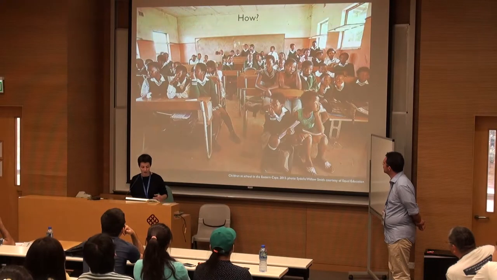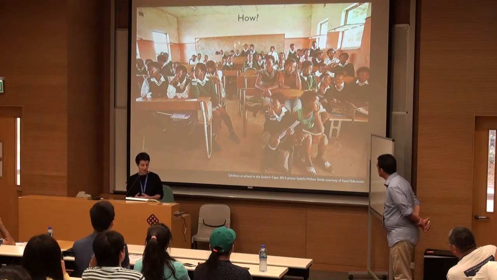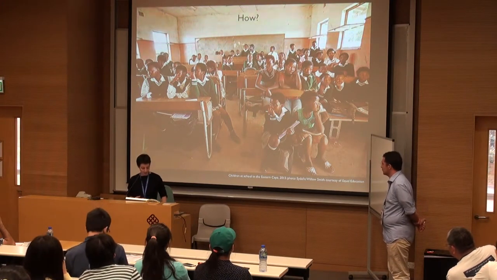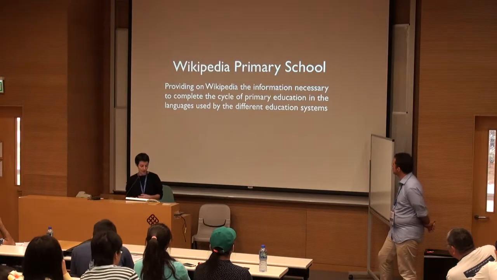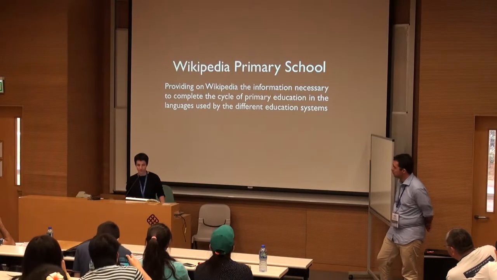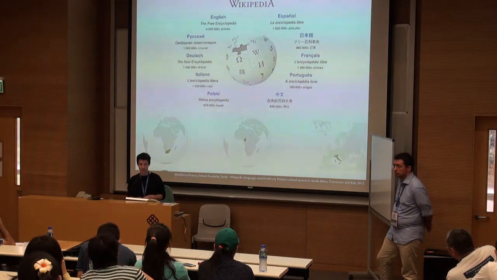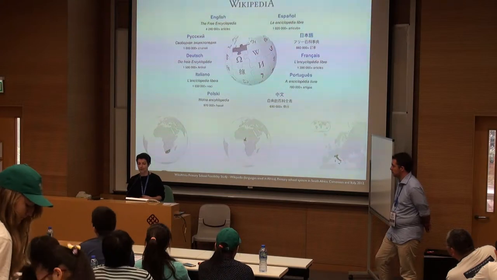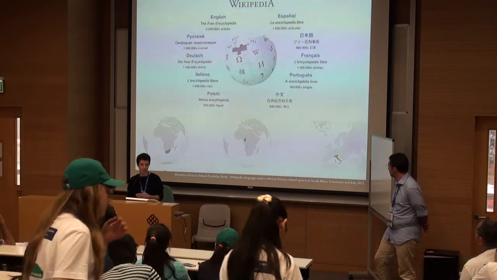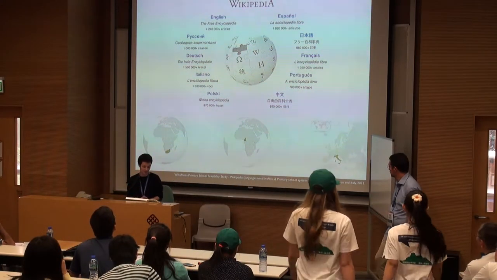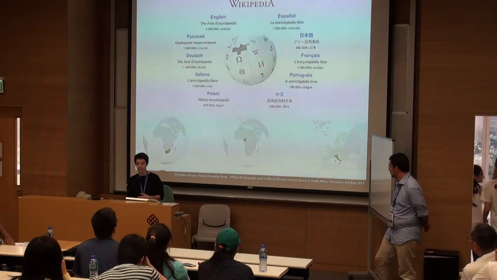The last aspect of this idea is how to implement it. What we did related to the project of Wikipedia Primary School is that we first of all developed a feasibility study. We focused on Africa, with a feasibility study called the Wiki Africa Primary School Feasibility Study, which was developed in November 2012. And we looked at different things.